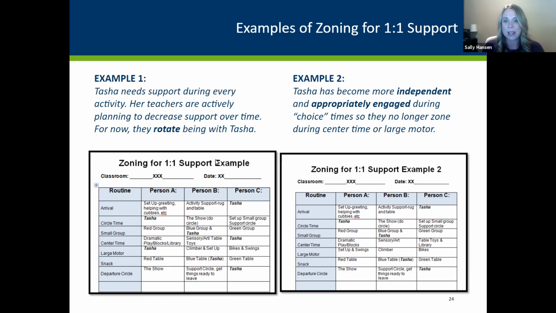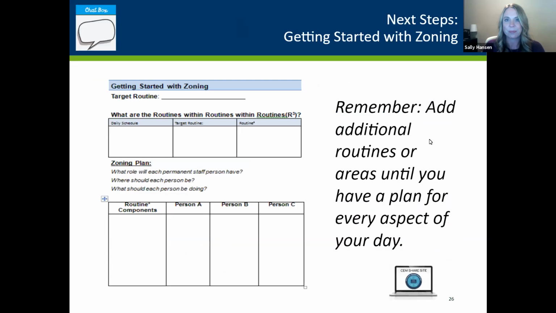She also learns to feel like a full member of the classroom because all adults interact with her at different points during the day. And then in example 2, you can see that she's become more independent and appropriately engaged during choice time. So they no longer zone for her during those times of day, but we do have a person that's keeping an eye on her as she's coming and going in and out of those centers to make sure that she's still going to be safe and successful.